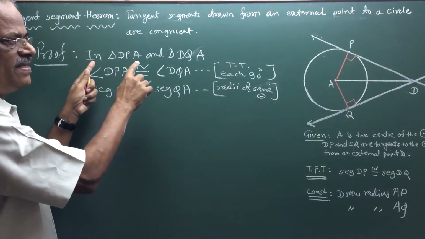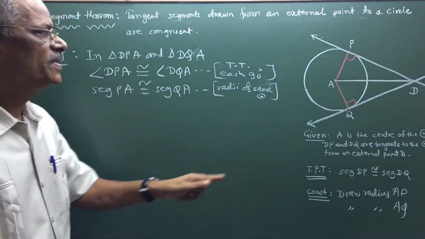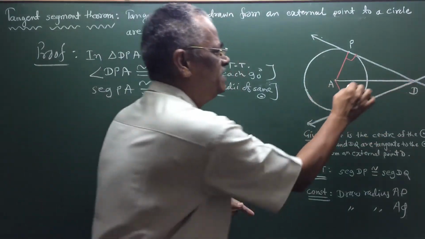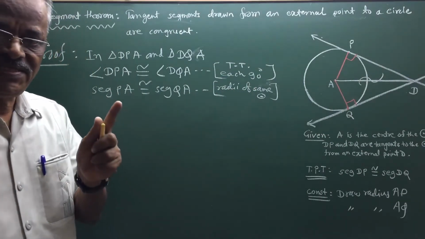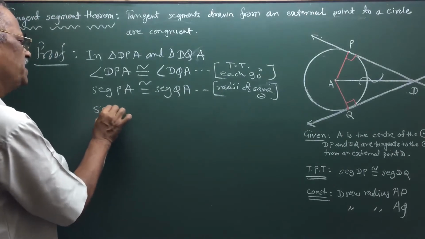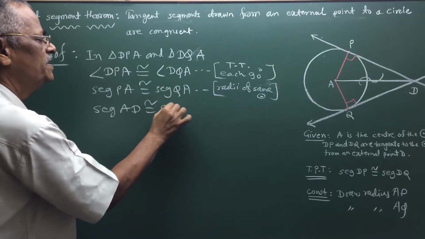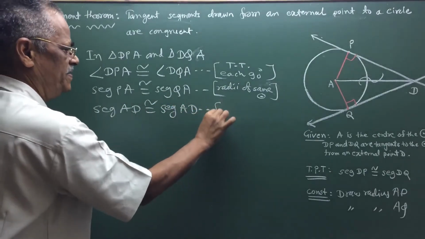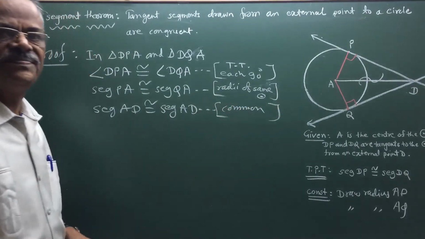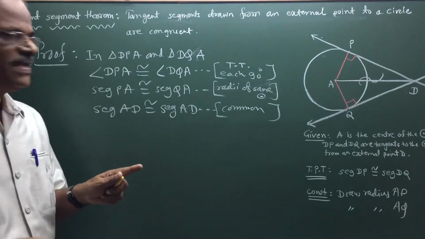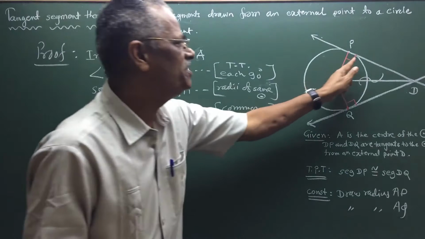After that, in this triangle DPA and DQA, you can observe this side AD. It is common and it is congruent. So segment AD is congruent with segment AD. Reason: common. But in the two triangles, you can see that this AD is opposite to the right angle.